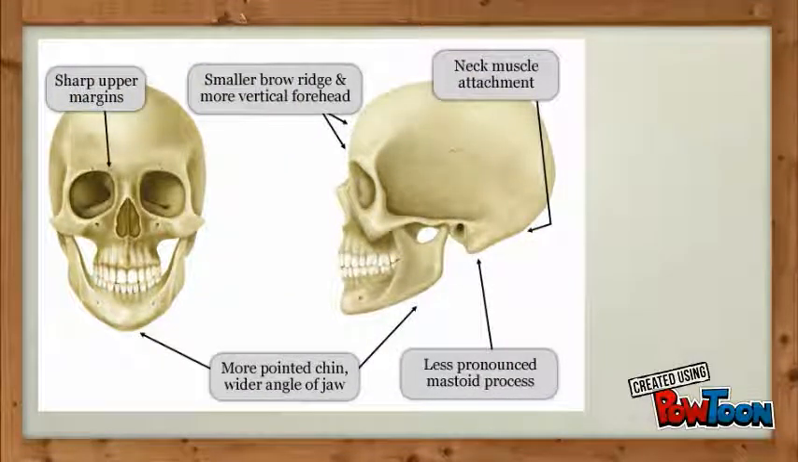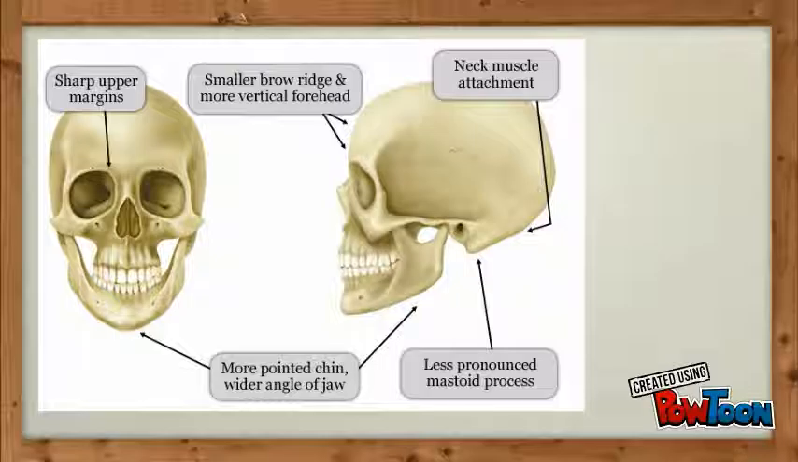Let's start out now by looking at the female skull. You're going to notice that it's not big, it's smaller, unlike the males'. You're going to notice that there are sharp upper margins where the eye sockets are. They're going to have smaller brow ridges. It's barely noticeable, unlike the males where you could really notice it. The females have more of a pointed chin. They have a wider angled jaw than the males had.